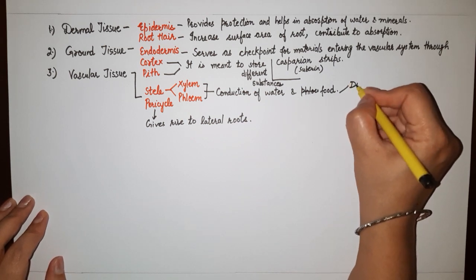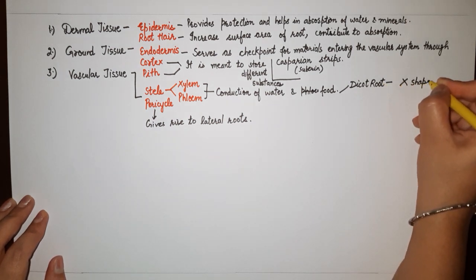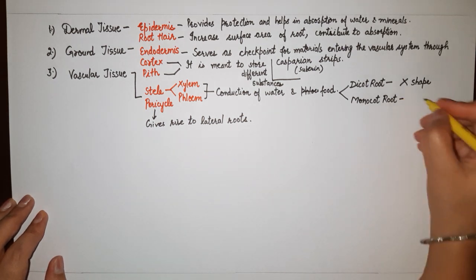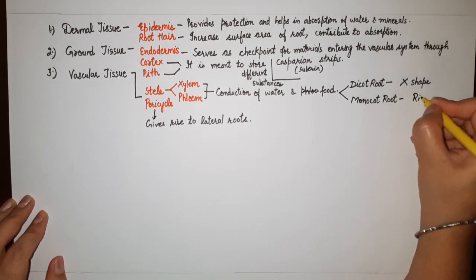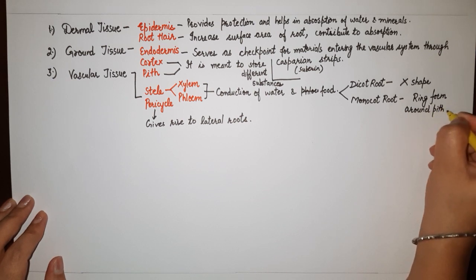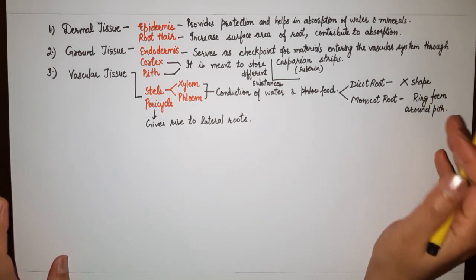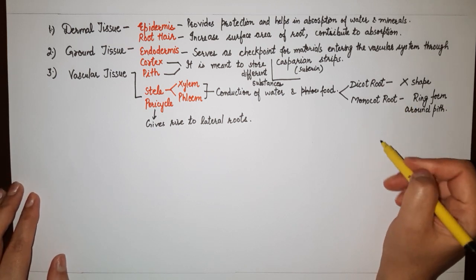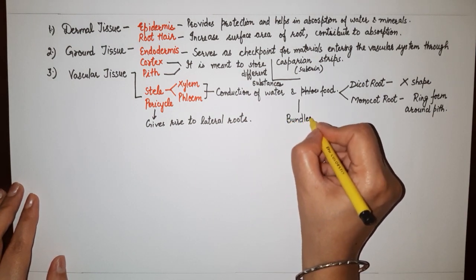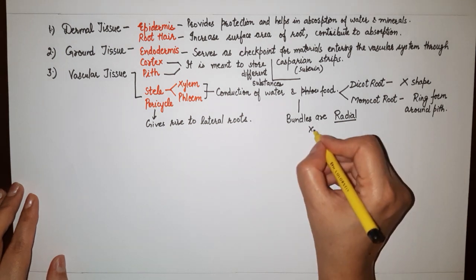Okay. If it is a dicot root, then these elements are present in X shape, and if it is a monocot root, then the bundles are arranged in the form of a ring around pith. In dicot roots, generally the pith is absent. If present, very few cells are present in the center, whereas in monocot roots, a well developed pith is present in the center, around which the vascular bundles develop in the form of a ring. But otherwise, in root, the bundles are radial. Xylem alternates with phloem.